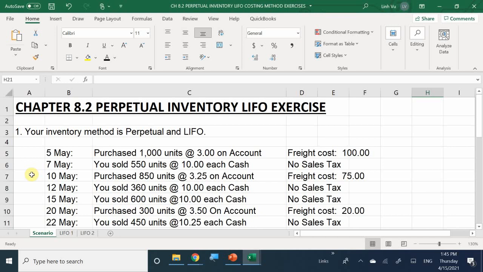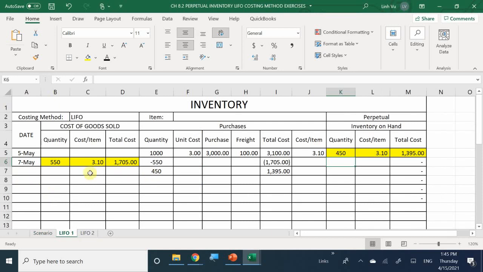You bought 850 units at 325 each with a freight of 75. Okay, so 850, 325, 75 on May 10. May 10, 850, 325, 75. All right.